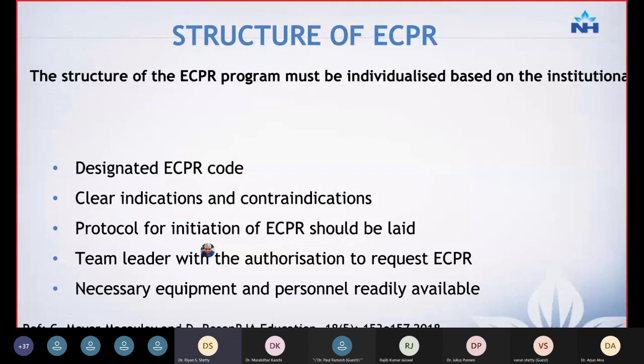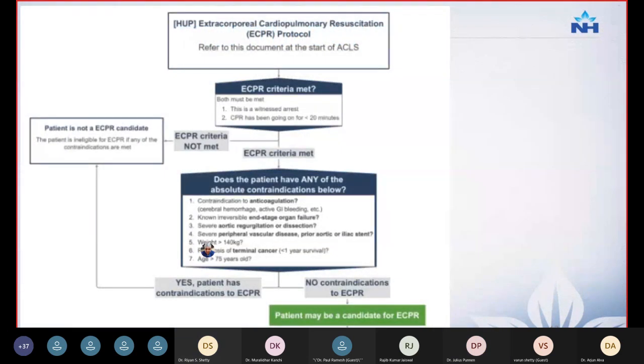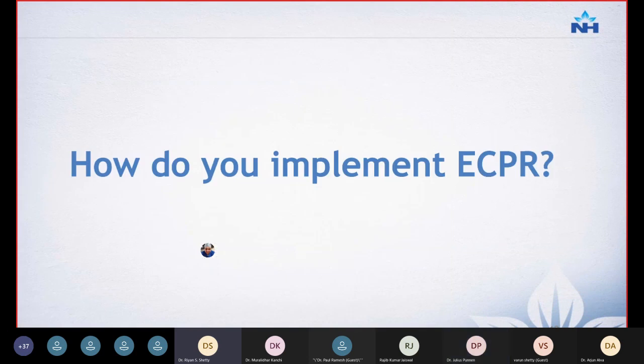So I'll go straight to the structure of ECPR. If you're setting up an ECPR program, there should be a designated ECPR code, clear indications and contraindications, a protocol for initiation, a team leader with the authorization to request ECPR, and the necessary equipment and personnel readily available. Once you have all that, the algorithm will look like this: ECPR criteria met, yes. Then is there any contraindication, and only then does the patient become a candidate for ECPR.